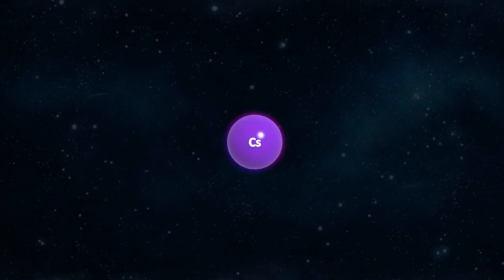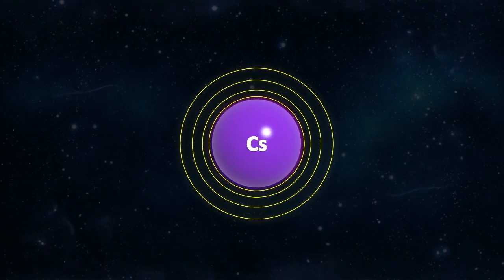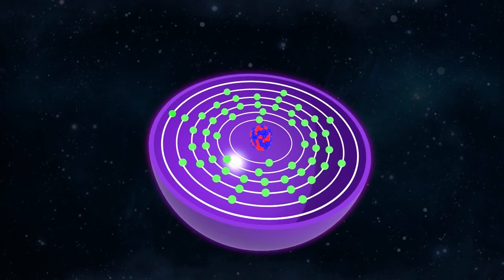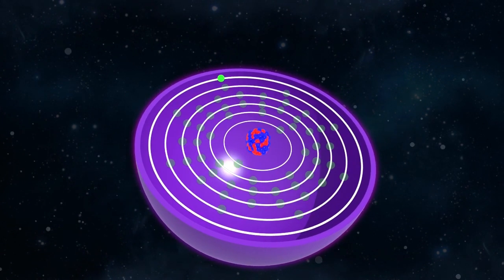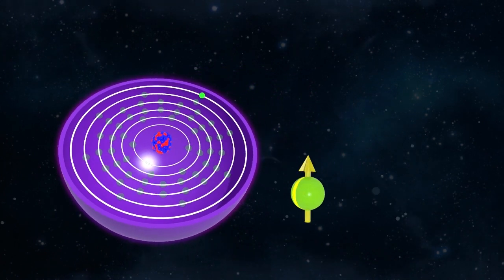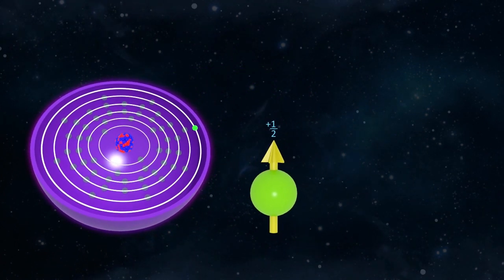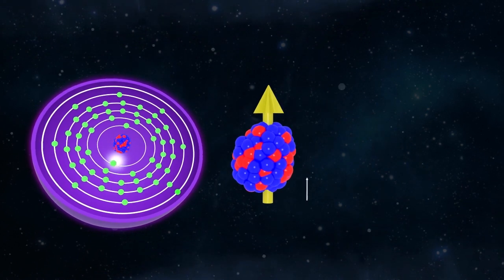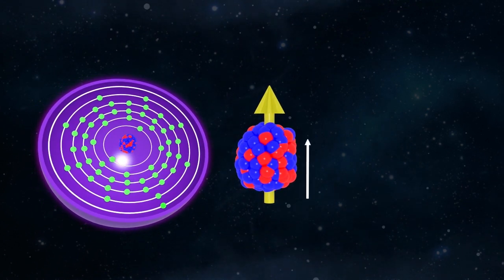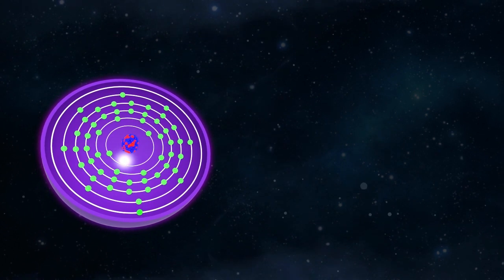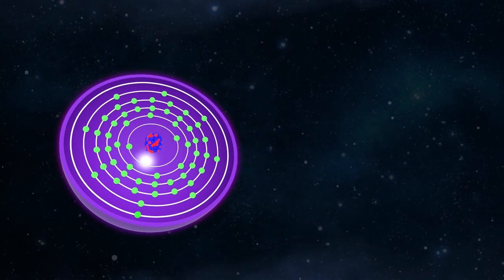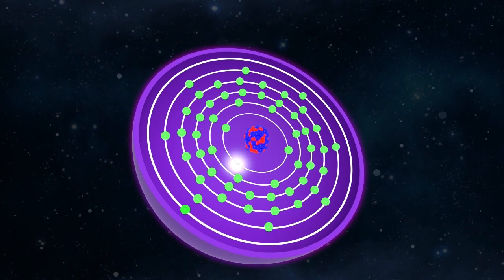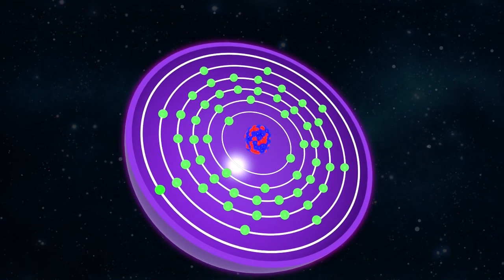The second is standardized using the frequency of radiation emitted by cesium. A cesium atom in its ground state has one unpaired electron. The total electron spin of the atom is 1 by 2. The nucleus of cesium-133 has a nuclear spin 7 by 2. The simultaneous presence of electron spin and nuclear spin leads to the splitting of all energy levels into 2 sub-levels.